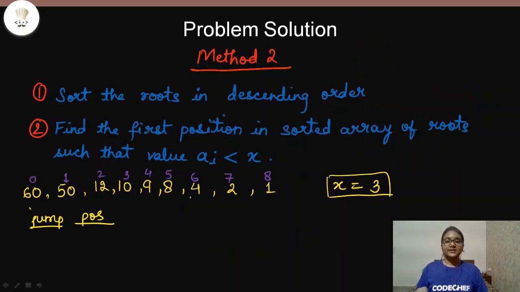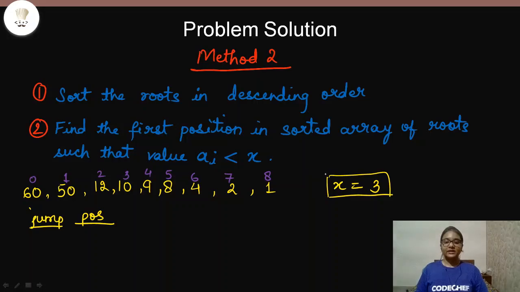Now to understand method 2, we will take the help of an example. So here first of all we'll sort the roots in descending order. So consider these the roots of the polynomial. There are 9 roots of the polynomial, and I have put the index values on each of the roots. So indexing starts from 0 in programming. That is why I have put the indexing from 0.